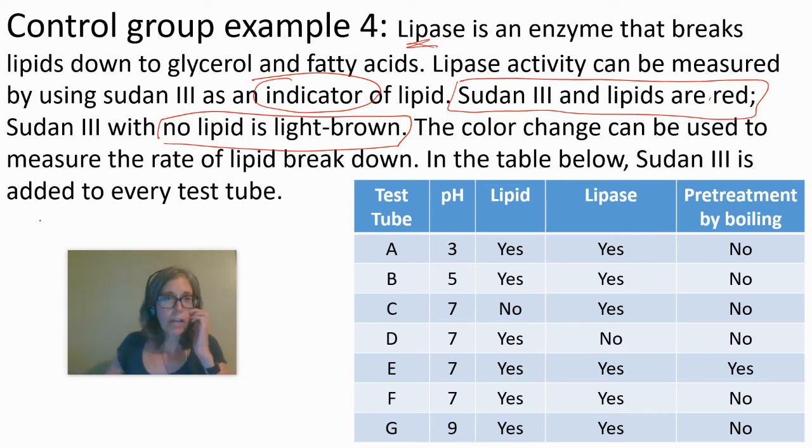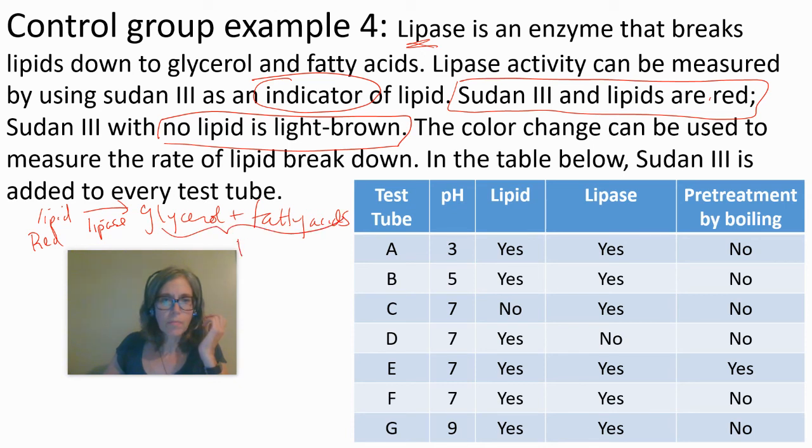Okay, so you would have a lipid, and it's going to break down into glycerol and fatty acids. And to do that, you need the enzyme lipase. Okay, and then what does it say? Lipids are red. So with this indicator, this stuff is going to be red, and this stuff is going to be brown. So the color change can be used to measure the rate of lipid breakdown.